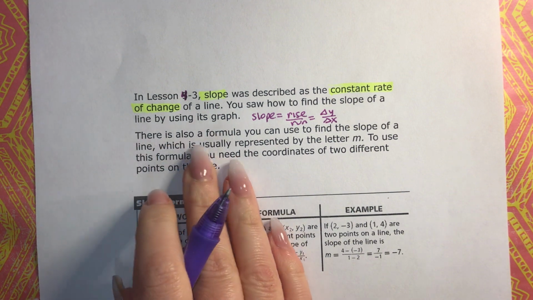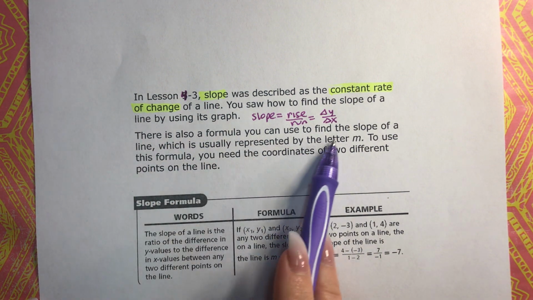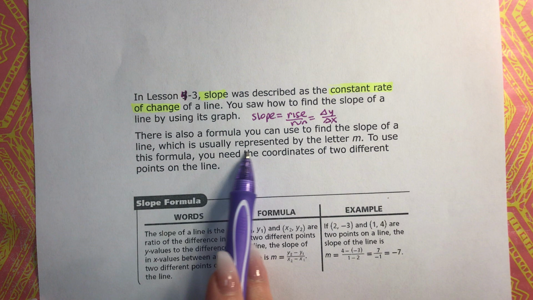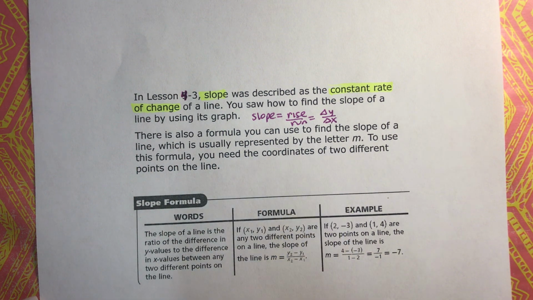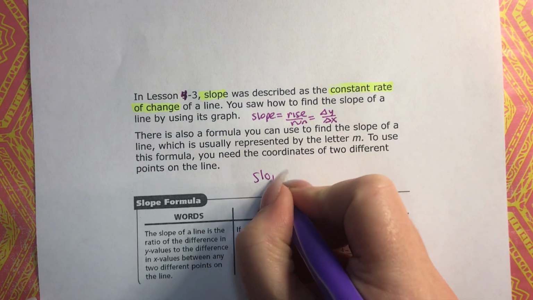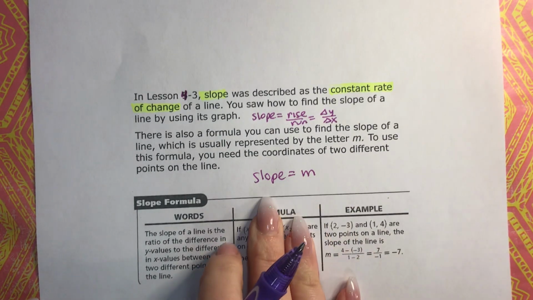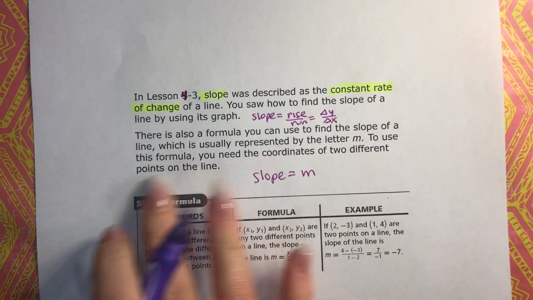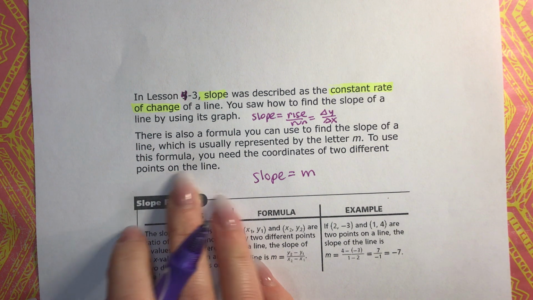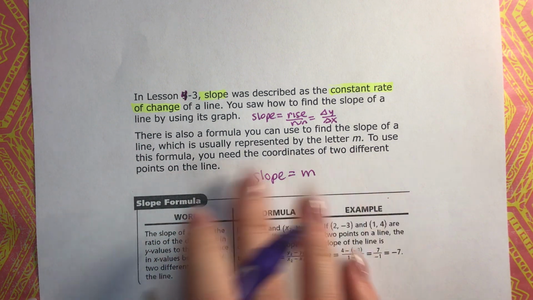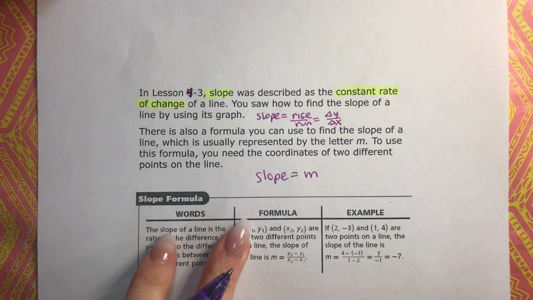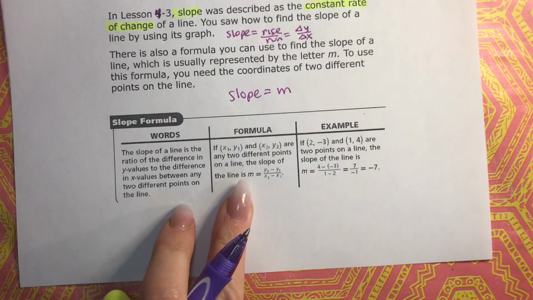Okay, so there is also a formula you can use to find the slope of a line, which is usually represented by the letter m. So that's really super important. Moving forward, when we talk about the slope, we're going to be using the letter m. M means the same thing as the slope. To use this formula, which is called the slope formula, you need the coordinates of two different points on a line. So we're going to talk about the slope formula.